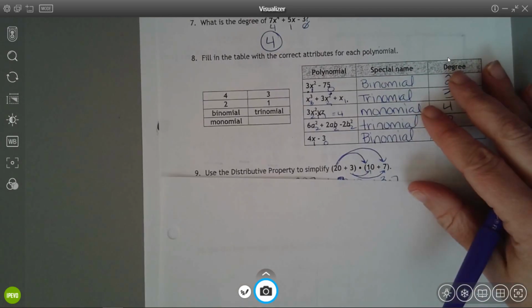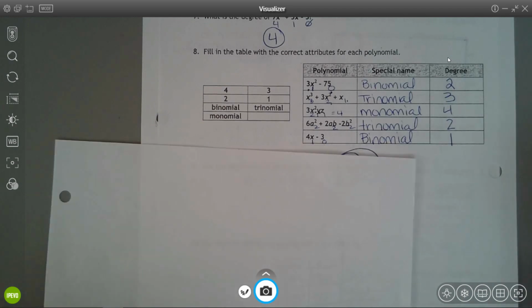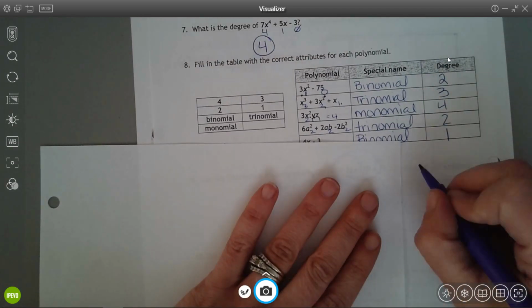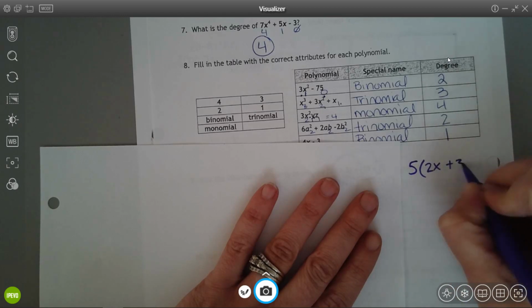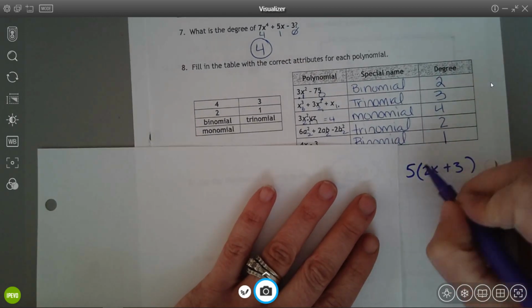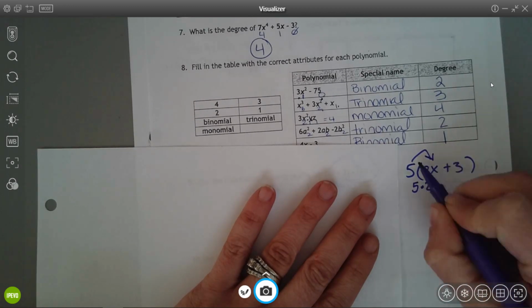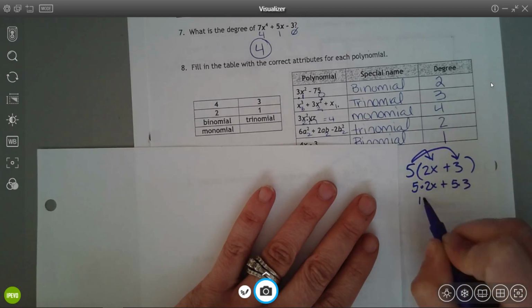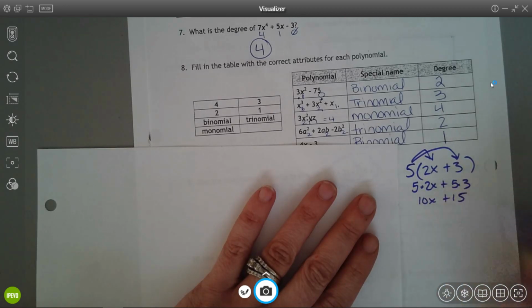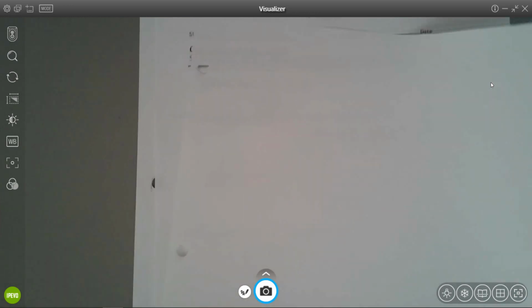Okay. With this one, they want us to use the distributive property. Guys, you know what the distributive property is here. If I said 5 times 2x plus 3, we've been doing this a long time. Distribute means to multiply it. So we'd have 5 times 2x plus 5 times 3 to get 10x plus 15. We've been doing that. I'm going to go ahead and skip number 9 and skip number 10.